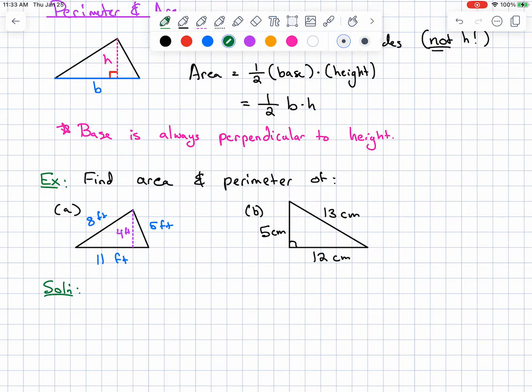Part A. Perimeter, always nice and neat. You just add up all the side lengths.